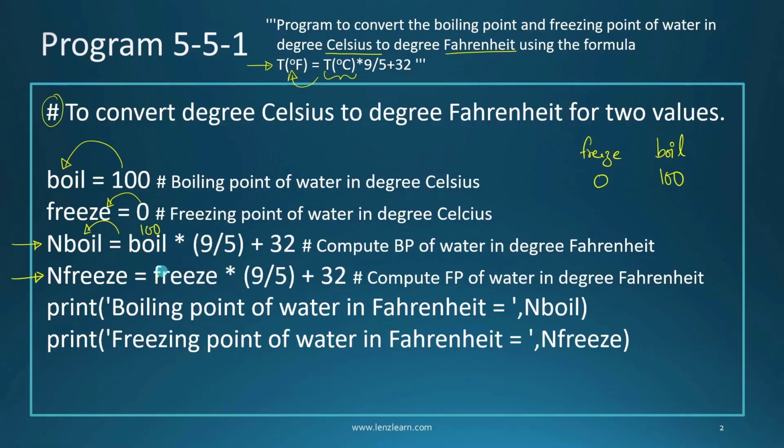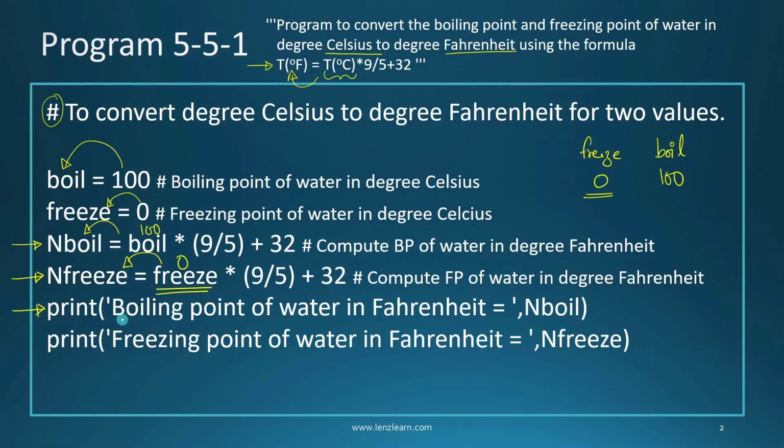are converting 0 degrees Celsius, which is available inside this variable. You can see this is 0. So the value will be 0 into 9 divided by 5 plus 32. That will be stored in nfreeze. So nfreeze will have the corresponding temperature in Fahrenheit for 0 degrees Celsius. In the next statement, I'm going to print the output.